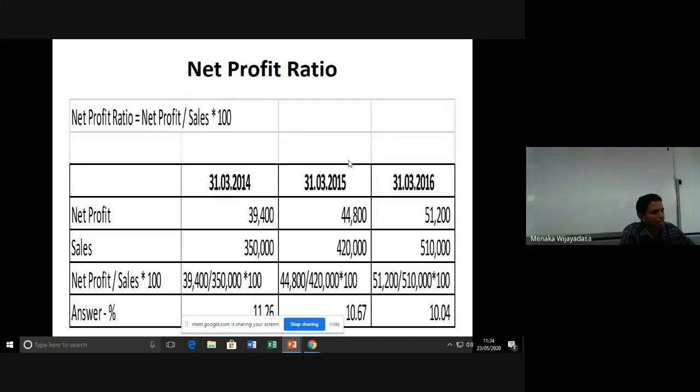But in case of a ratio where you take one item from the income statement and another item from the statement of financial position, the item you take from the statement of financial position needs to be an average figure, right? That is a must, right? Now, the net profit ratios are therefore 11.26 in 2014, 10.67, and almost 10% in 2016.